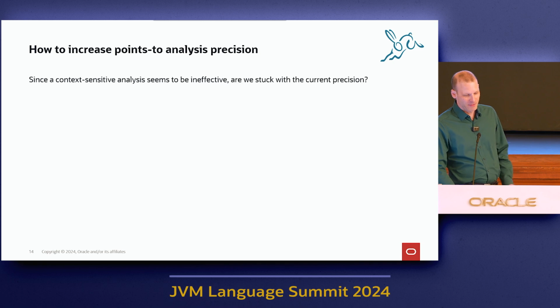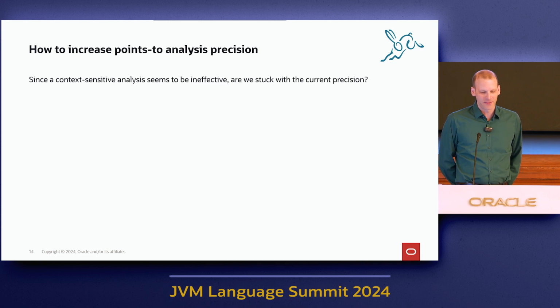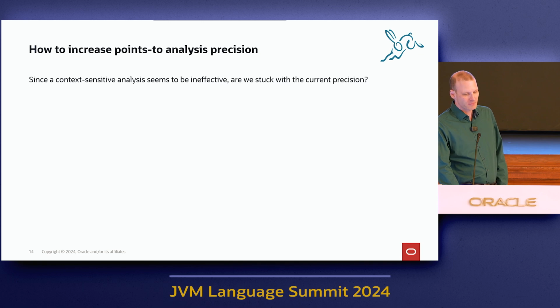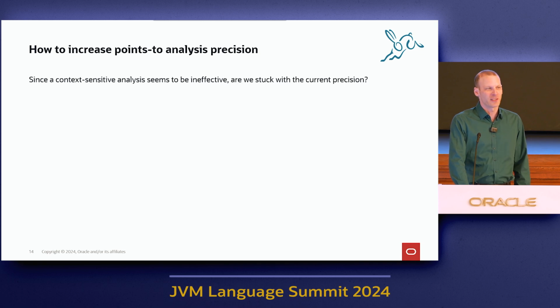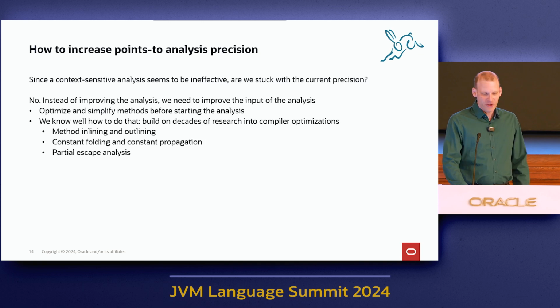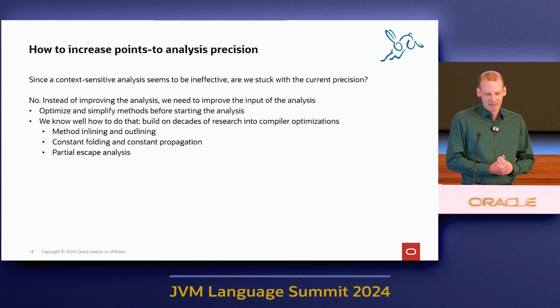So now the question is, since the context-sensitive analysis doesn't really work, are we stuck with the current precision of the context-insensitive analysis? Is there anything else we can do? Obviously, there's always something we can do, and we're able to increase the precision of the context-insensitive analysis quite a lot by, instead of improving the analysis, just improving the input of the analysis.